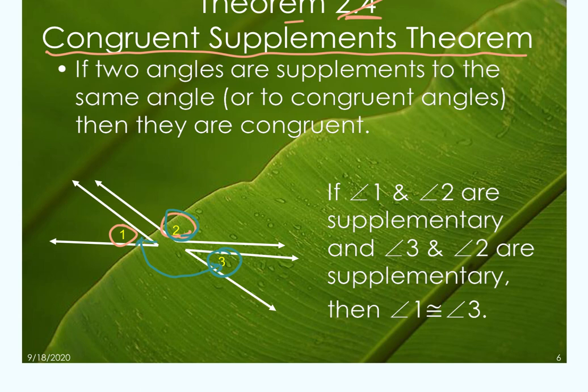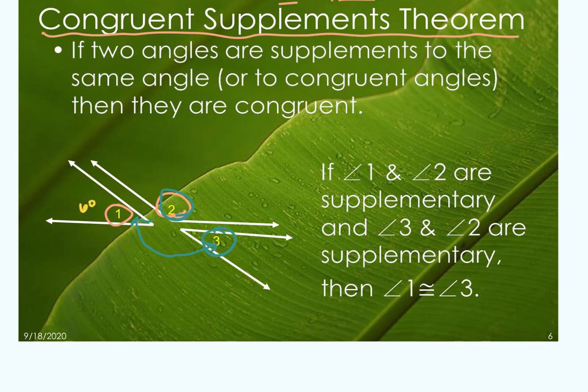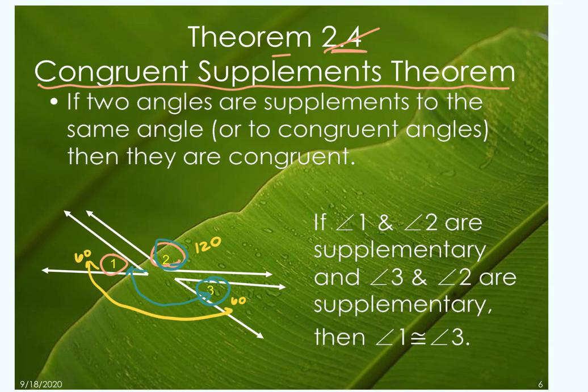Now, if you actually looked at values, if I said 1 was 60 degrees and 1 and 2 are supplementary, that means that 2 would have to be 120 because they have to add up to 180. And if 2 and 3 are supplementary, then that would mean that 3 has to be 60. And then I can say 1 equals 3 because they're both 60 degrees. But now I don't have to go through all that work. I can use congruent supplements theorem as that reasoning.